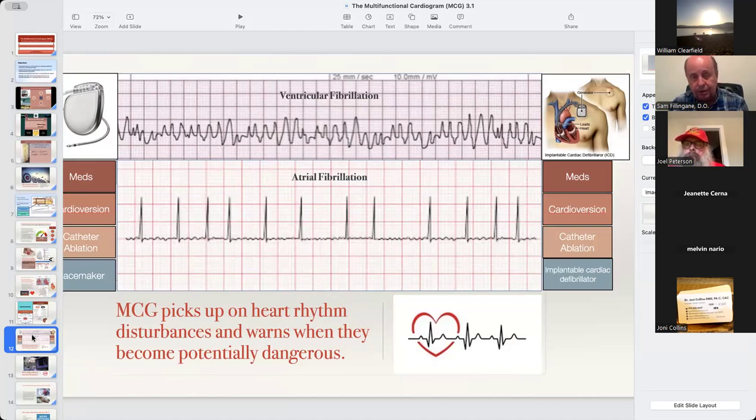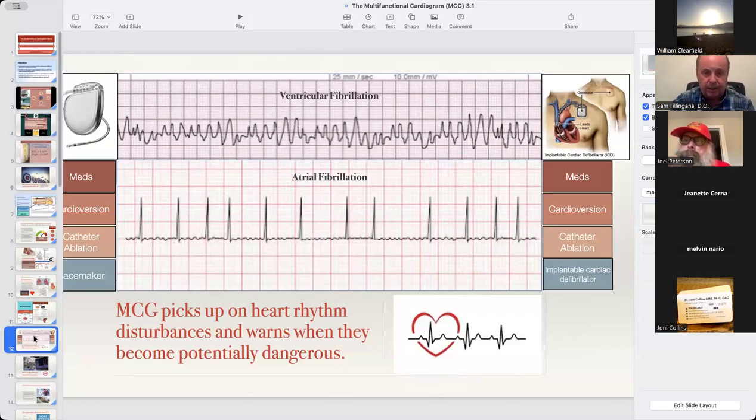What you can see with this device is when a person is headed in the direction of ventricular fibrillation or atrial fibrillation. That person that just goes to bed and doesn't wake up, that's your ventricular fibrillation patient. Had you had a multifunctional cardiogram ahead of time, you would have known this patient was fixing to get in trouble and could have done something about it. But having not had this ability, you likely would not have known.